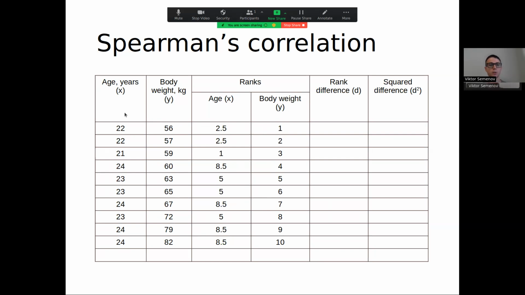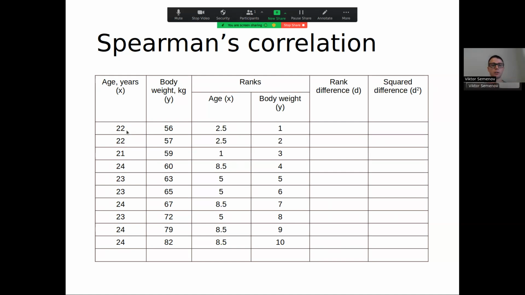The trickier thing is with age. So you find the lowest value, which is 21 in this case. It is the only observation with the age of 21, so you assign this person a rank of age of 1. Then you can see that the next lowest age is 22, but there are 2 observations with 22. What should we do in this case? So these 2 numbers will go as the second and the third in a row.